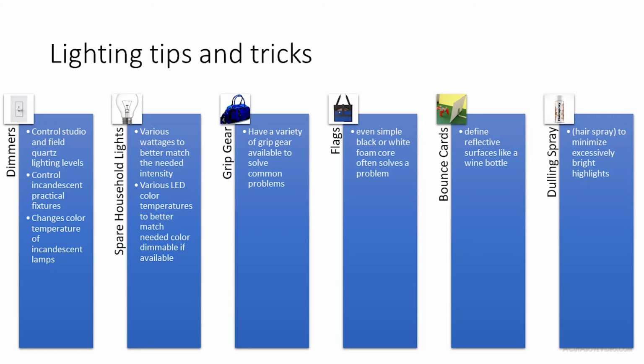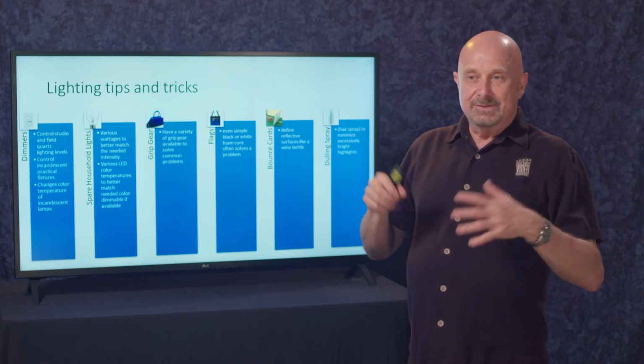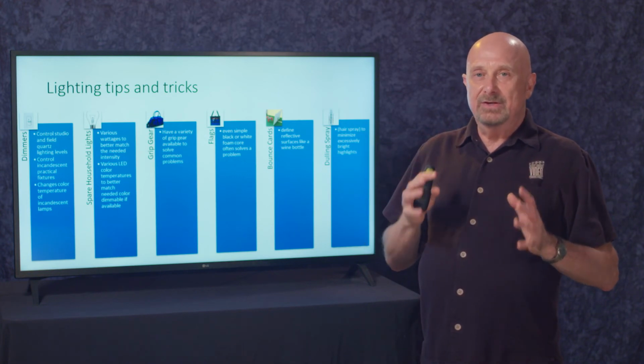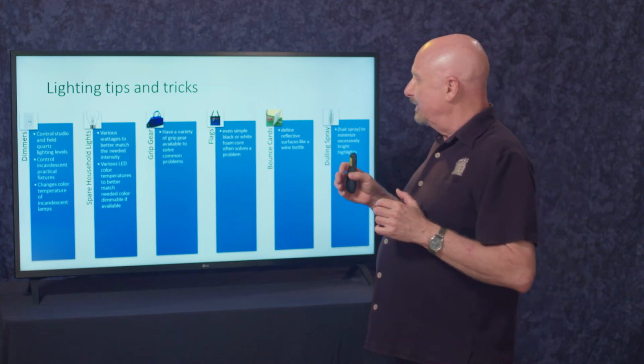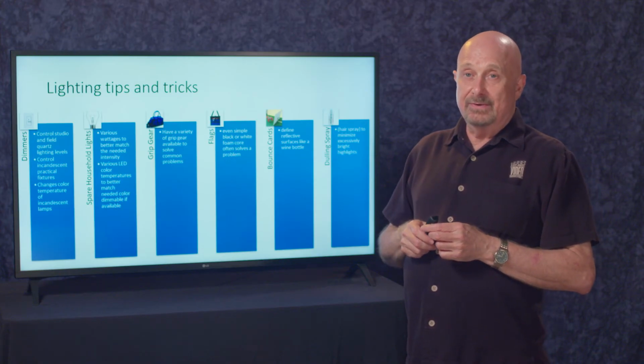Grip gear. Having a variety of grip gear. We bring milk crates of grip gear out: clamps, CP47s, clothespins, gaffer's tape, anything that you might think you might need. Bring it, because you probably will need it someday. Flags, either scrim and flag kit, foam core. Almost every time we go out, we bring foam core, because probably about a third of the time we need it.